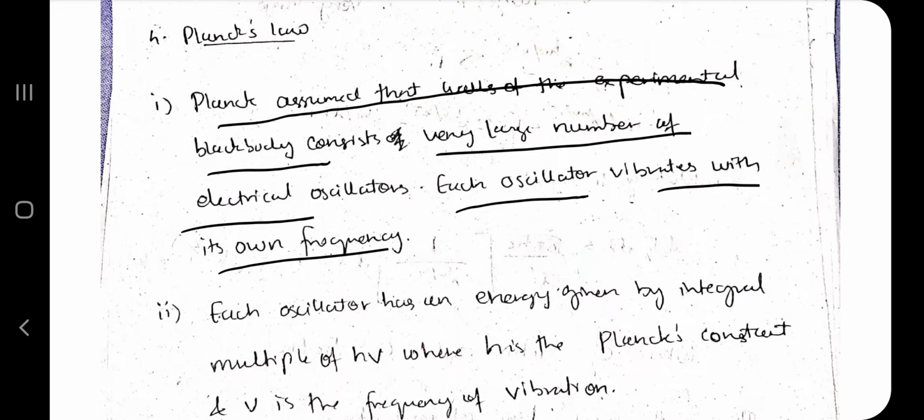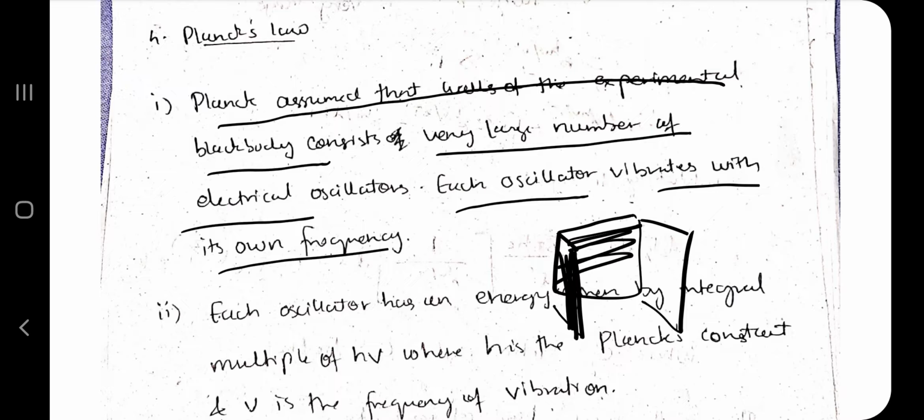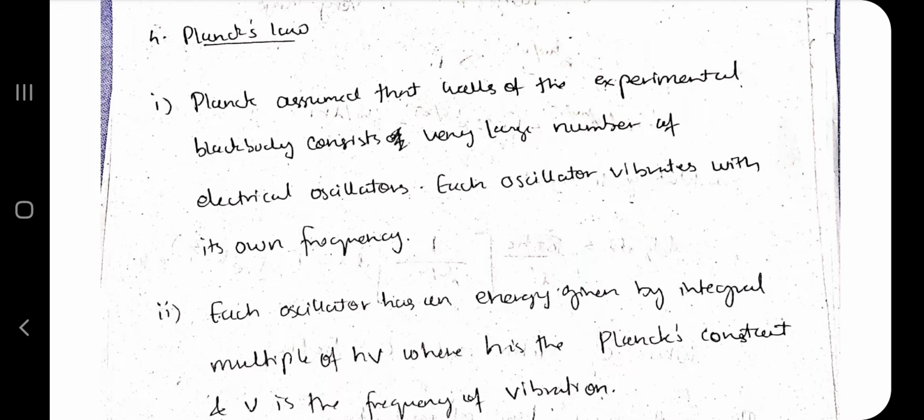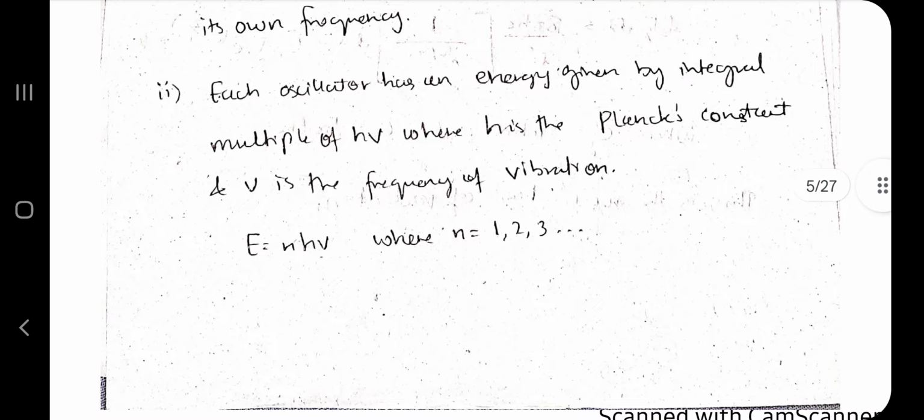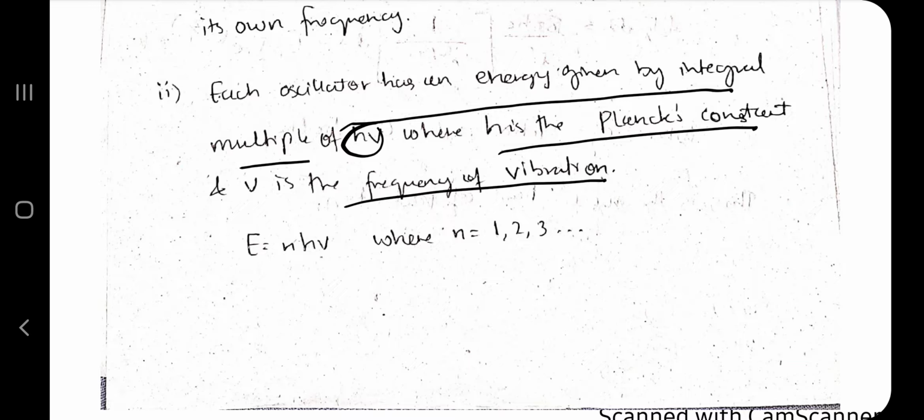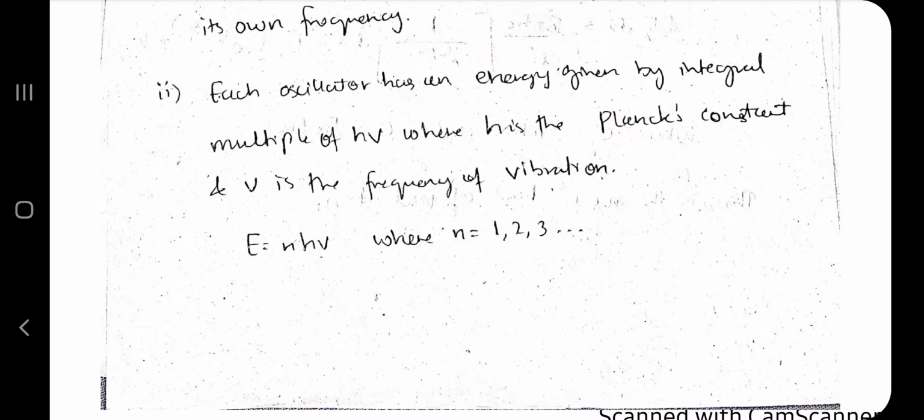So if this is the blackbody, it has four walls. Each of these four walls has its own oscillator, which vibrates with its own frequency. That's the first assumption of Planck's law. Each oscillator has an energy given by an integral multiple of hv, where h is Planck's constant and v is the frequency of vibration, multiplied by an integer. That is the energy with which the oscillator oscillates. That's the second thing.